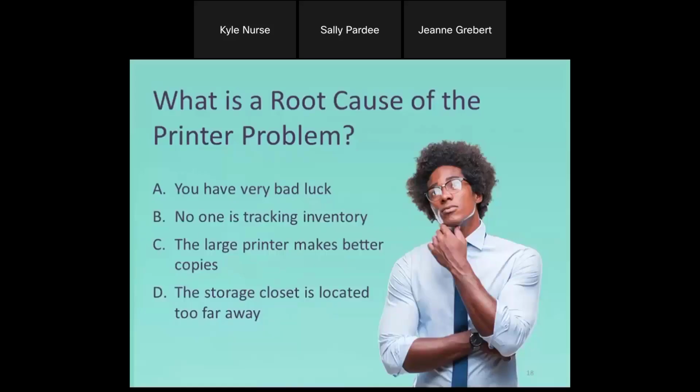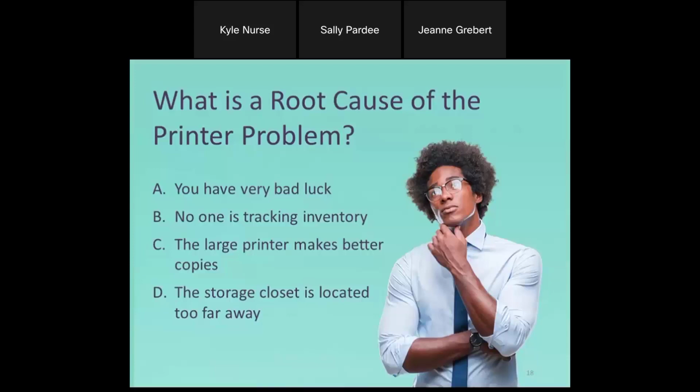Now that we have talked about how to identify root causes, what do you think is a root cause of the printer problem? Is it A, you have very bad luck? B, no one's tracking inventory? C, the large printer makes better copies? Or D, the storage closet is located too far away?